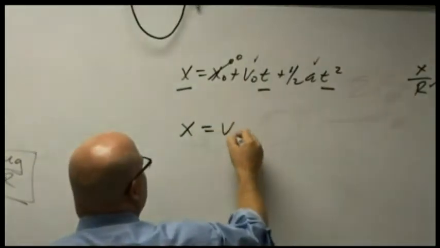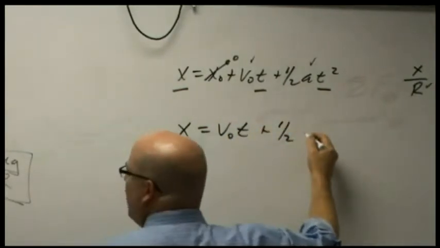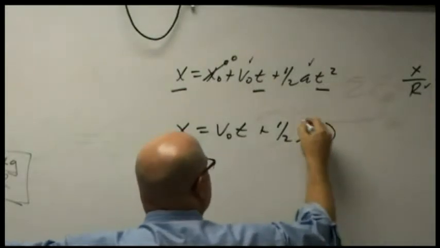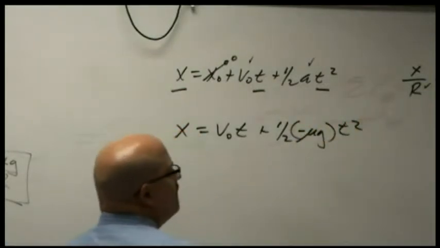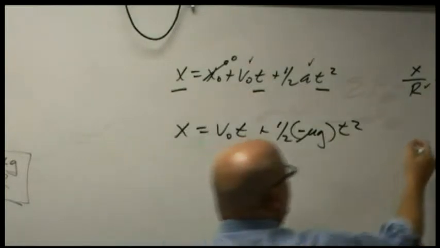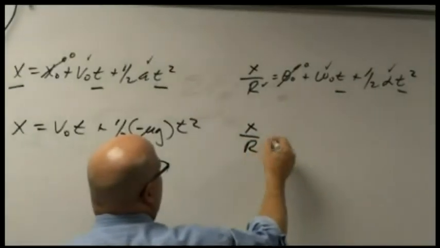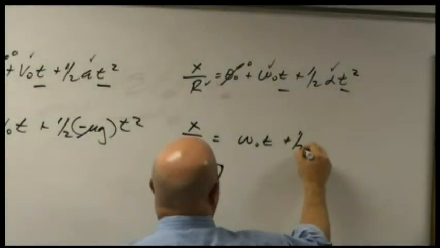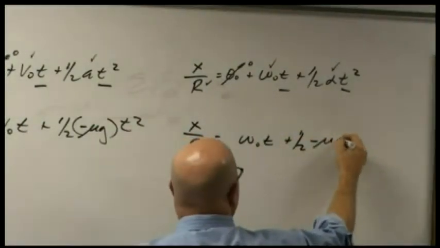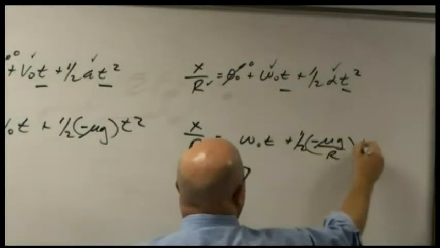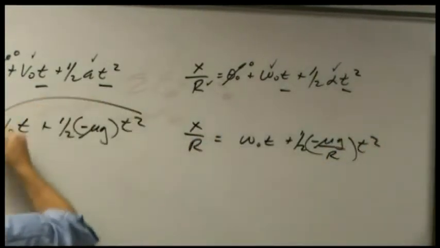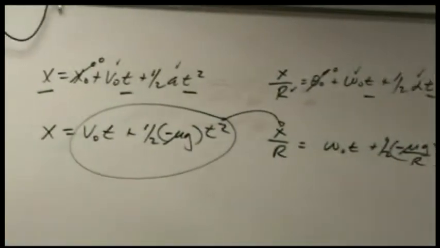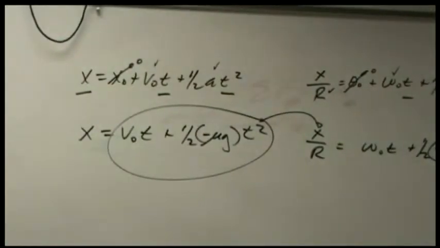x equals v naught t plus 1/2 a t squared, and our a is this, negative mu g. So x equals v naught t minus 1/2 mu g t squared. And over here you have x over r equals omega naught t plus 1/2 minus mu g over r t squared. And you would take this and plug it in here and solve for time, which does not look very appetizing.